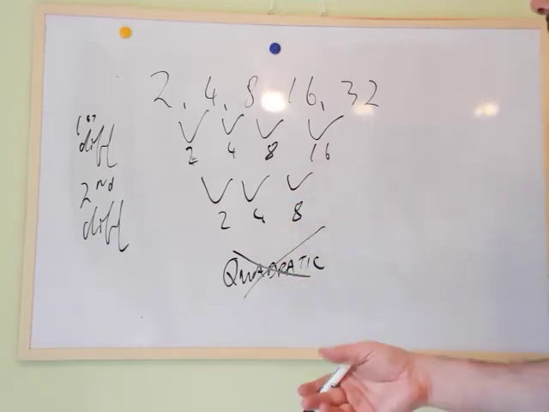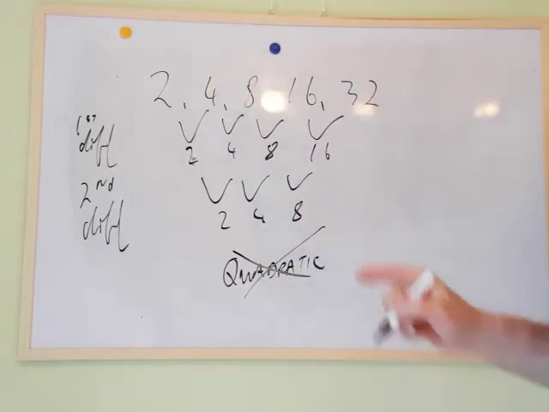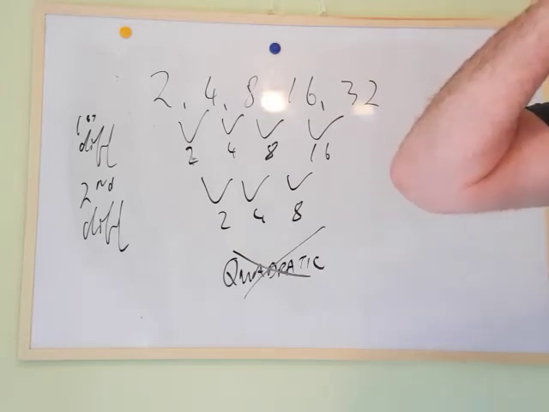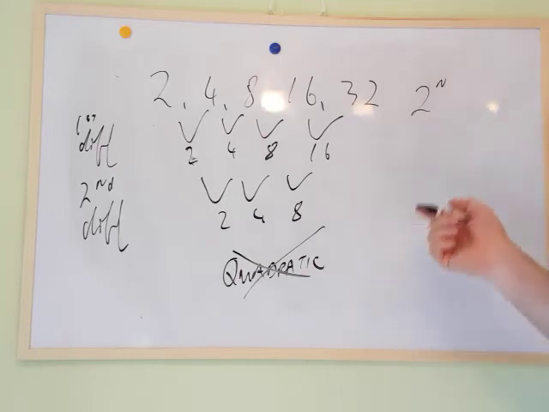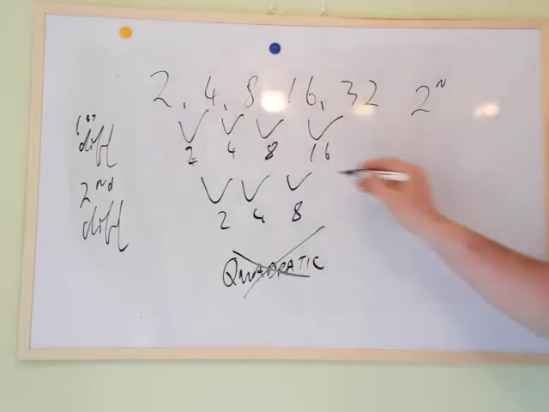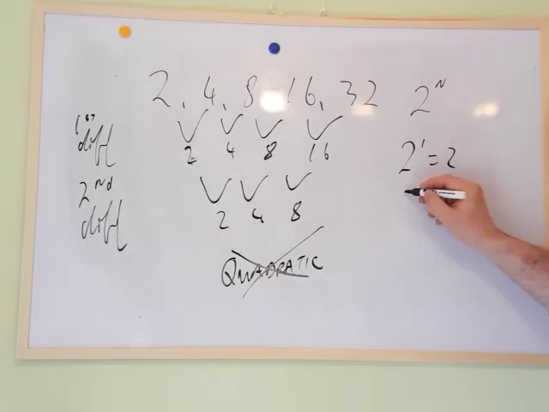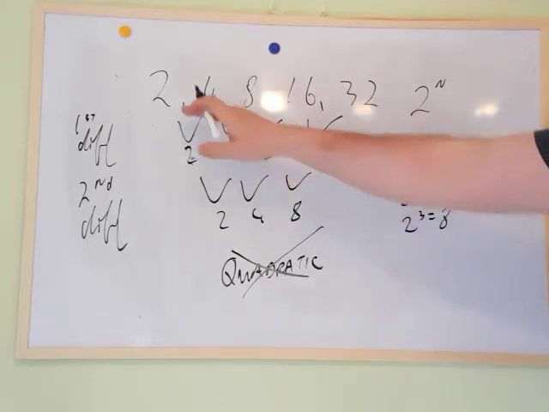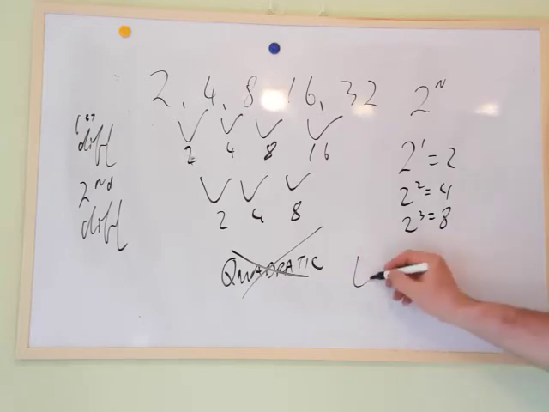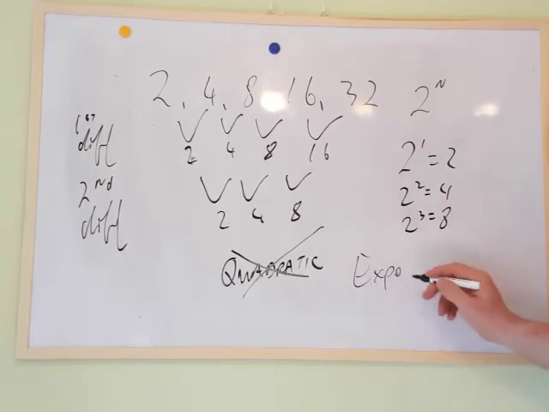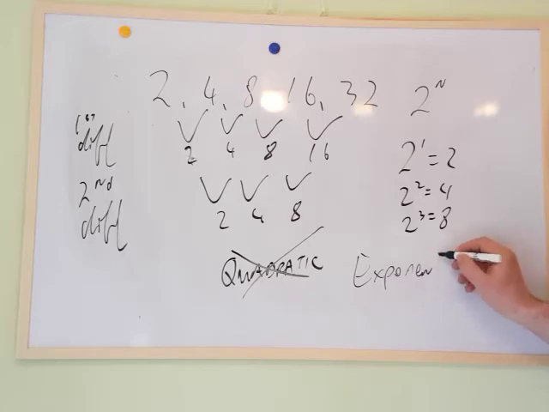Okay, so what is it? Well, if we look at these, I could write any one of these as 2 to the power of n, where n is the stage number. So, for the first stage, 2 to the power of 1 is 2, 2 to the power of 2 is 4, 2 to the power of 3 is 8. These are all powers of 2. When you get a question like this, where a power is the pattern, it is called exponential. It is an exponential pattern or sequence.